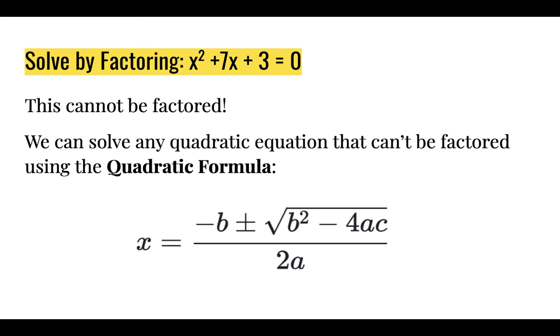And so the quadratic formula is: our x values will equal negative b plus or minus the square root of b squared minus 4ac, all over 2a. This is a very powerful equation because you can use it with any quadratic equation. It doesn't matter if it can be factored or not. And the nice thing is it always works. I will show you how to use it in some examples.